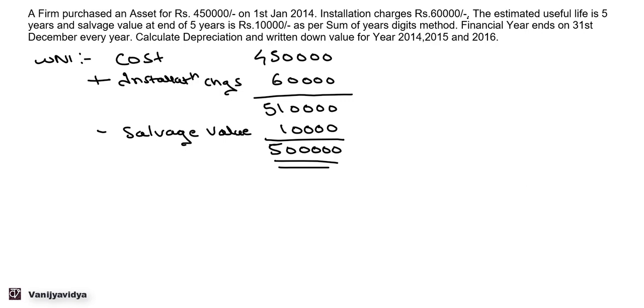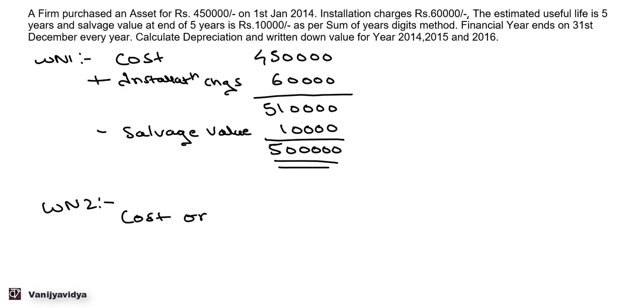And this 5 lakh, what will be the amount of depreciation will be 5 lakh divided by your sum of the years, that is 5 plus 4 plus 3 plus 2 plus 1 into number of years of useful life including the current year. Now let's solve this. Working note number 2.